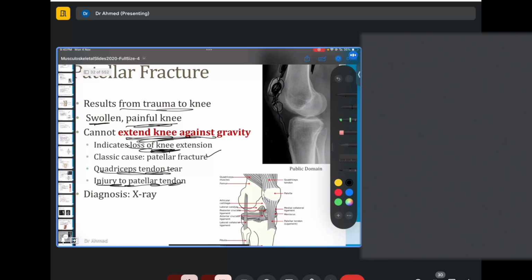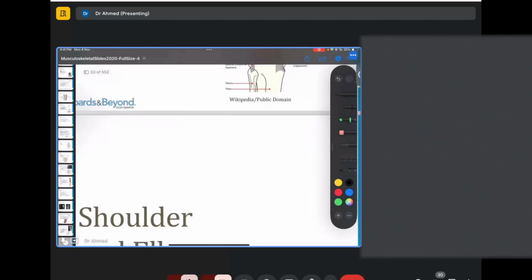Okay, so for example, if you have damage to the patellar bone or the patellar tendon, you cannot extend your knee, right? Because it helps in extension of your knee, like moving your knee like that. Okay, so injury to the patellar tendon. How to diagnose? Just have an X-ray for that.